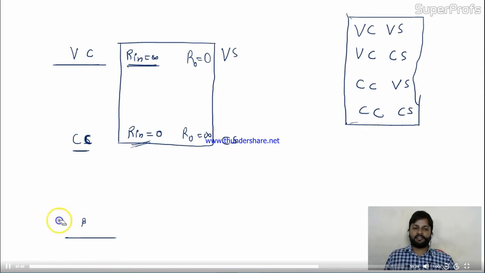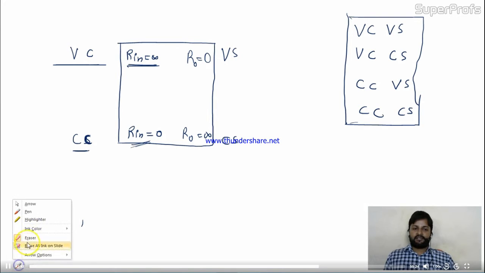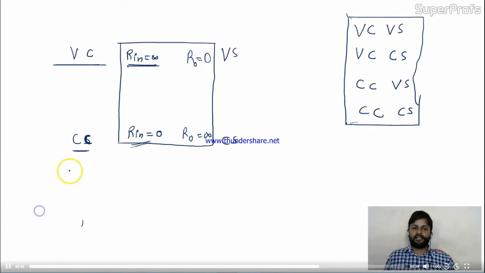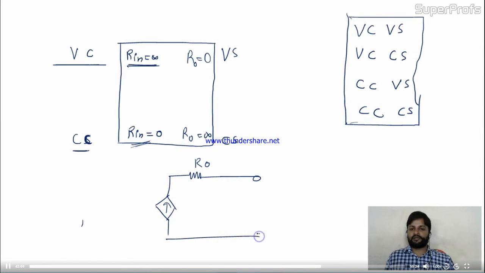At the output stage, this is R0 of the circuit, and here you have either a voltage source or a current source. Here I'll apply the load RL. Now my task is, suppose you get a current over here.